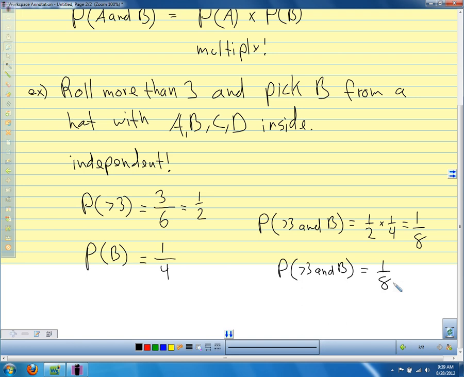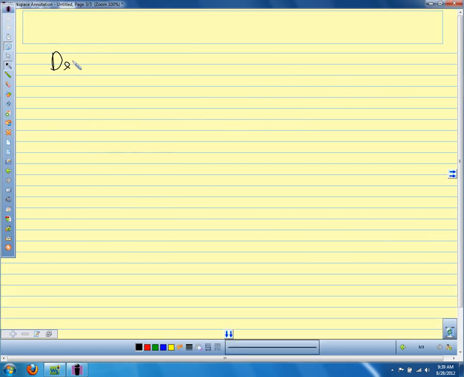Okay? All right, questions on this? So with independent events, we multiply the probabilities. If one doesn't change the other, we find the probability of one, find the probability of the other, and multiply them together. Dependent events: we're going to use the same idea, but it's almost the same. There's just one little twist.